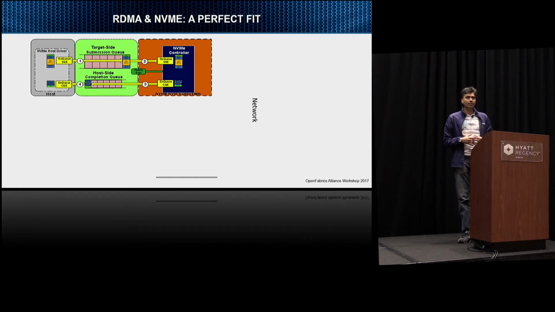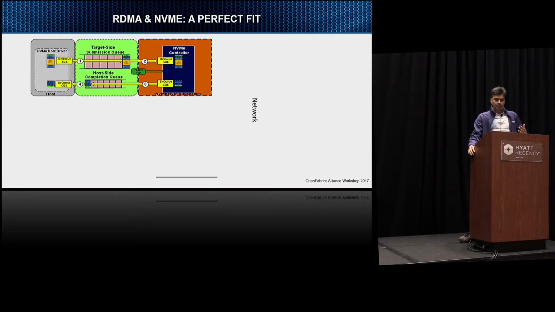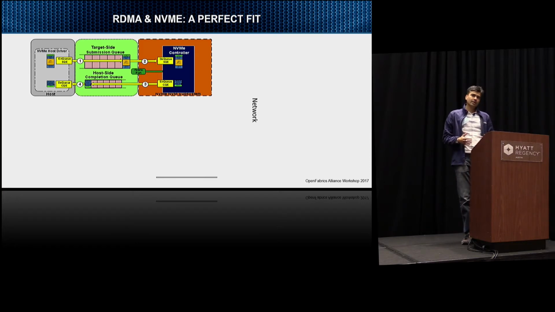The send queue and receive queue match up to the NVMe's I/O queue and admin queue, and the completion queue matches up with the receive queue, so that all the NVMe completions can come into the receive queue. And as we go down the layers, the mapping is pretty straightforward, and that brings the simplicity. The simpler the software we have, the more likely it is that you will get the best performance out of it.